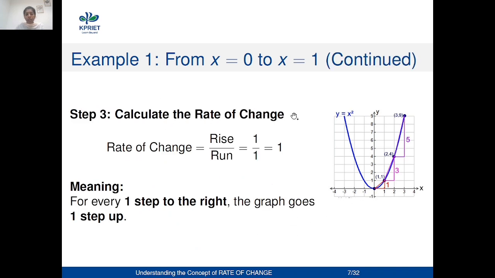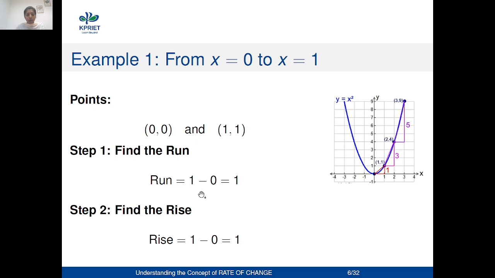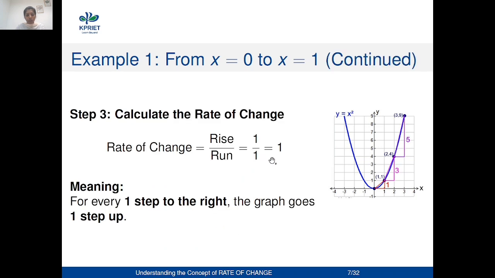Now let us calculate the rate of change. The rate of change is rise by run. Here the rise is 1 and the run is 1, so 1 by 1 is 1. Here the observation is that for every one step to the right, the graph goes one step up.